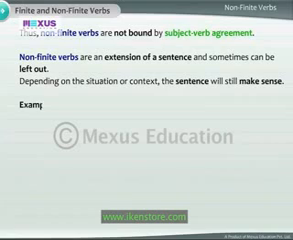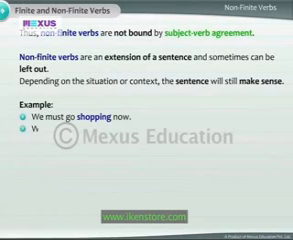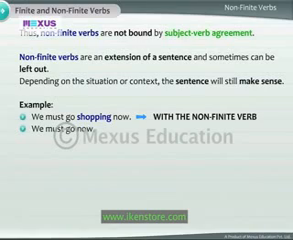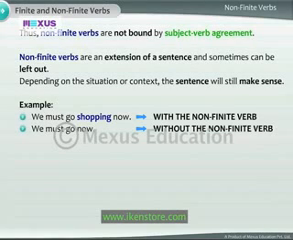Look at these two sentences. We must go shopping now. We must go now. The first sentence contains the non-finite verb shopping. In this situation, we are aware that we have to go shopping. So if we say, we must go now, the sentence will still make complete sense. The action of shopping is implied.